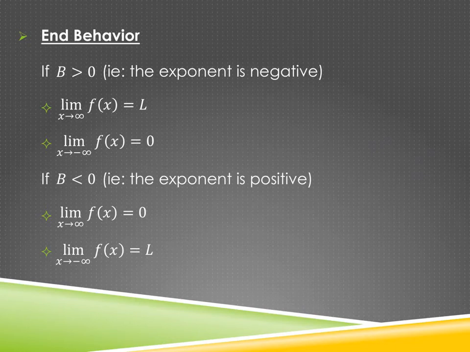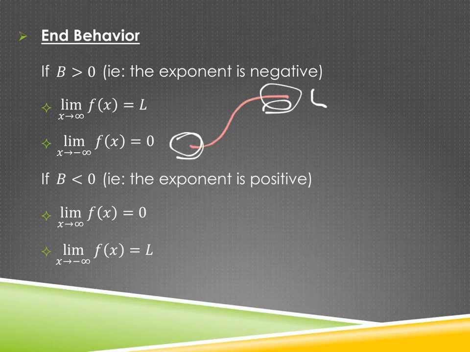If our b value is positive, which means the exponent is negative, then the limiting behavior, the limit as x goes to infinity, is actually equal to L. And if we're talking about the left-hand side, as x goes to negative infinity, then the limit itself is 0. And this is where we have the curve. I'll just draw it again over here, like this. This is what we're talking about. So over here on the right, we're at L, and over here on the left, we're at 0.